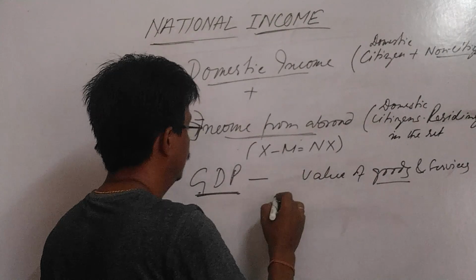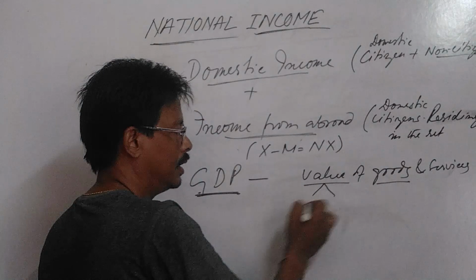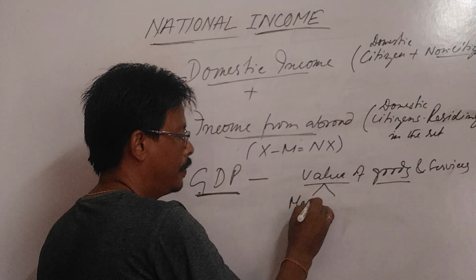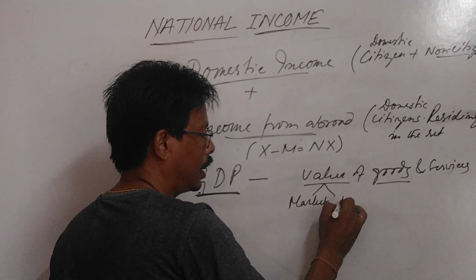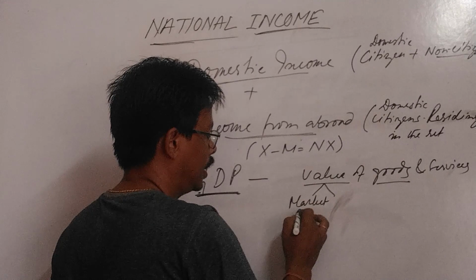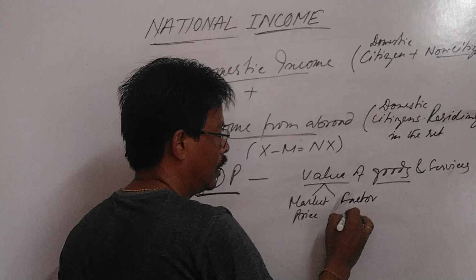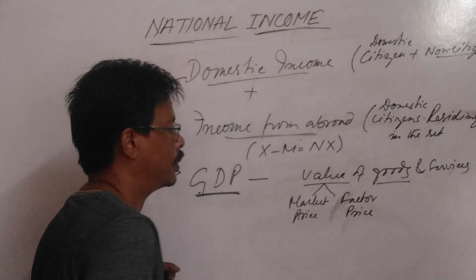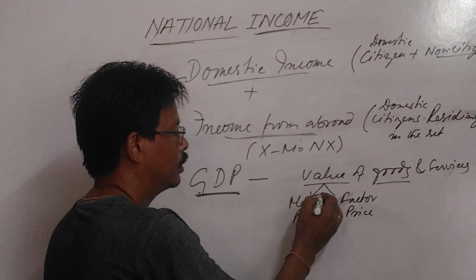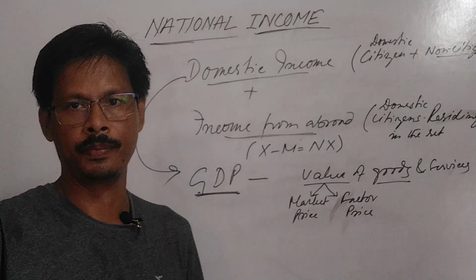So to calculate the value of goods and services, there are two values that generally exist. One is called market value, another is called production value, or you may say factor cost. Market price, another is called factor price. Whatever goods and services are produced, they are measured in two ways, either market price or factor price.